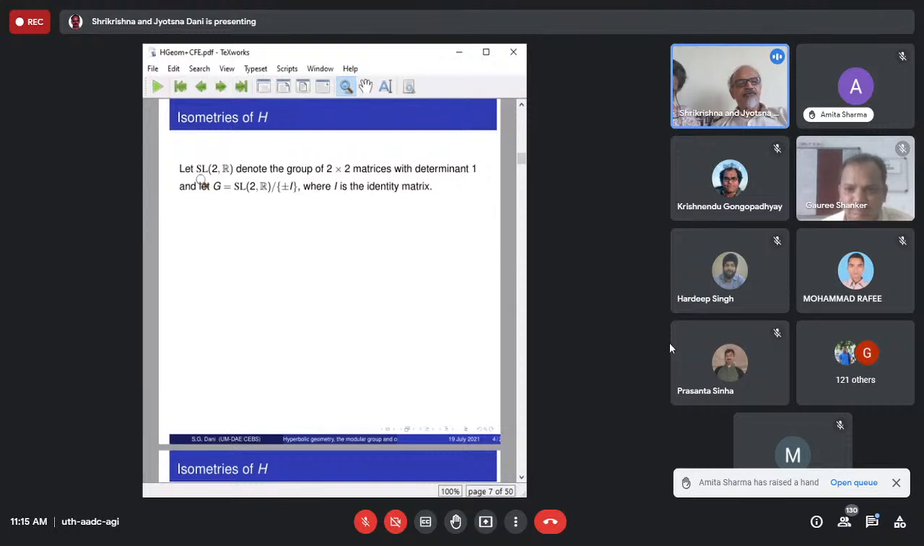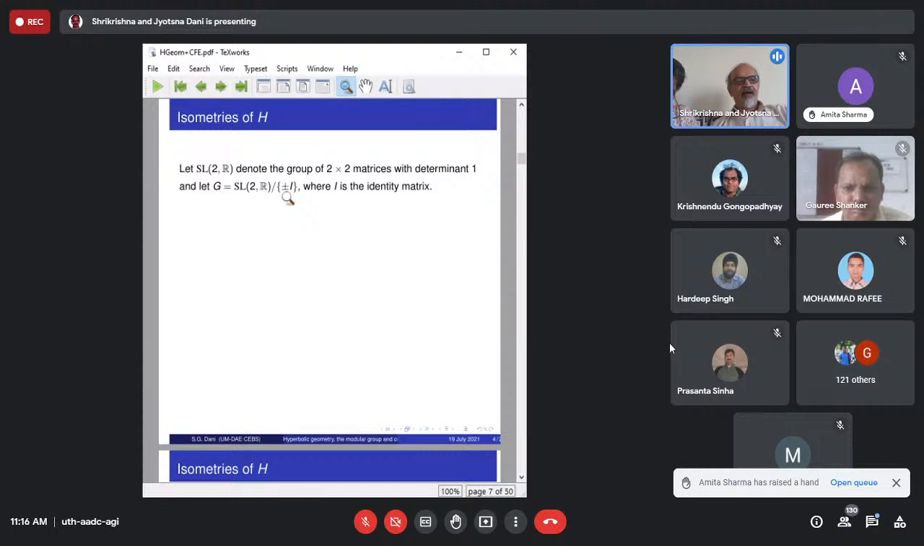And for that, let me introduce the following. Let SL2R, which is a familiar object to everyone, be the group of 2 cross 2 matrices with determinant 1, and I'm going to do a bit of tweaking with the group. I'm going to think of a new group, SL2R modulo plus or minus identity. Now, plus or minus identity, as you see, is a normal subgroup of this, and it's a closed normal subgroup. So I can take the quotient of this.